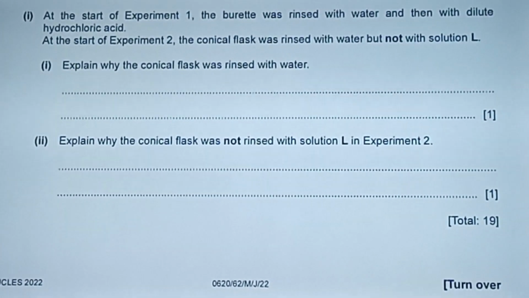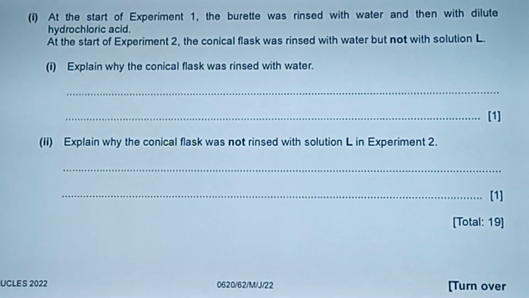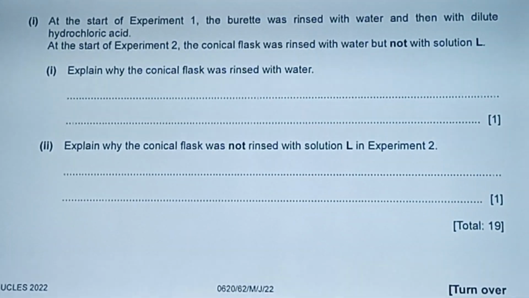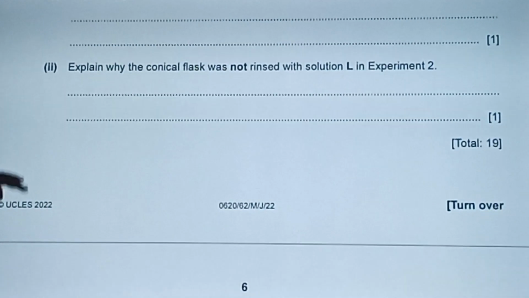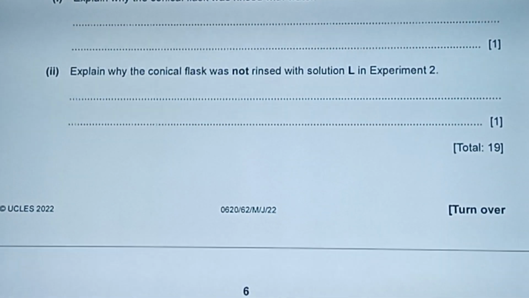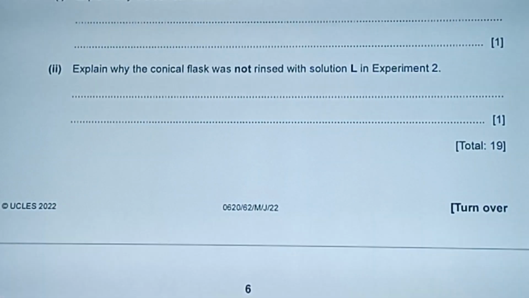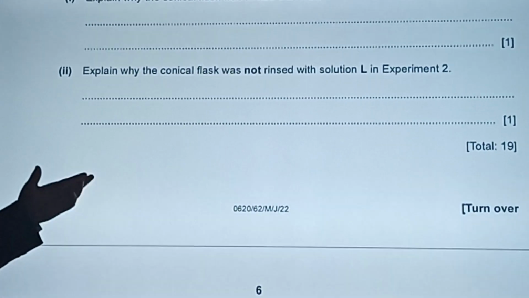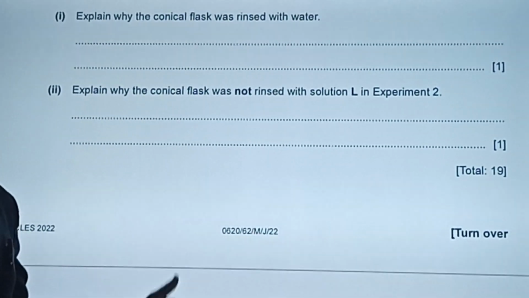So he says explain why the conical flask was rinsed with water, so that we remove all of the solution K from the flask, or make it purified. And in the last part he says explain why the conical flask was not rinsed with solution L in experiment 2. Clearly, it may then contain some of the solution L already. So, major problem. Understood? So question 2 is completed here, and we will continue inshallah with question 3 in our next video.